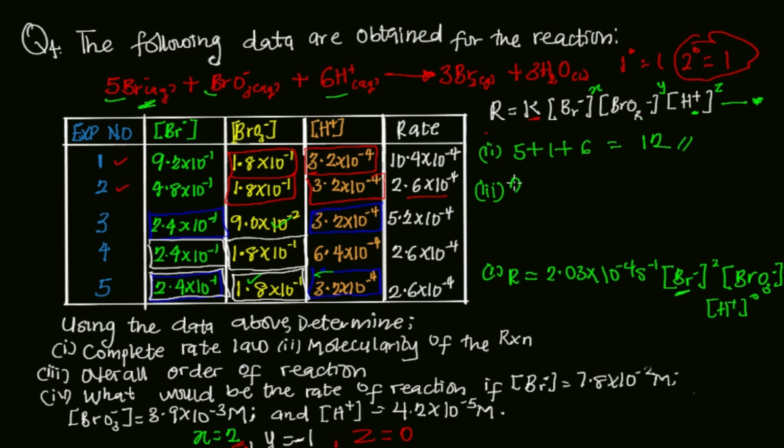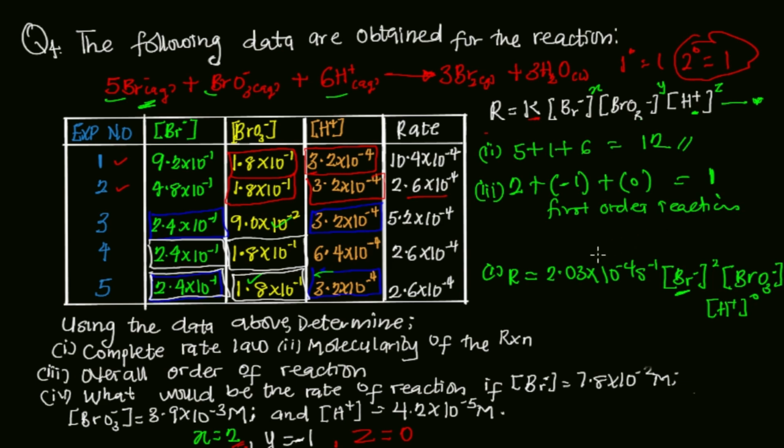We are going to have it to be 2. Then plus that of bromate, which is -1. Plus that of hydrogen ion, which is 0. So in that case, we simply have the overall order of reaction to be 1. So that's what the reaction belongs to: a first order reaction.